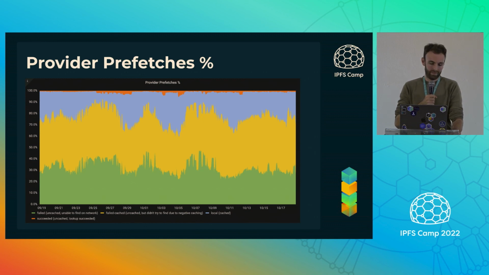It would be interesting to see, okay, the Hydras are fetching this. How many more peers ask for that afterwards, to see if it's worth the effort? Yeah, exactly.